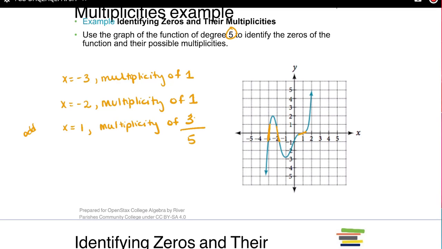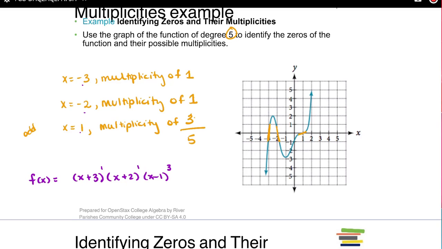So just for where we're going, a possibility for this would be x plus 3, which would give us the 0 of x equals negative 3. x plus 2 would give a 0 of negative 2. And x minus 1 would give a 0 of 1. And this is to the first power, this is to the first power, this is probably to the third power.